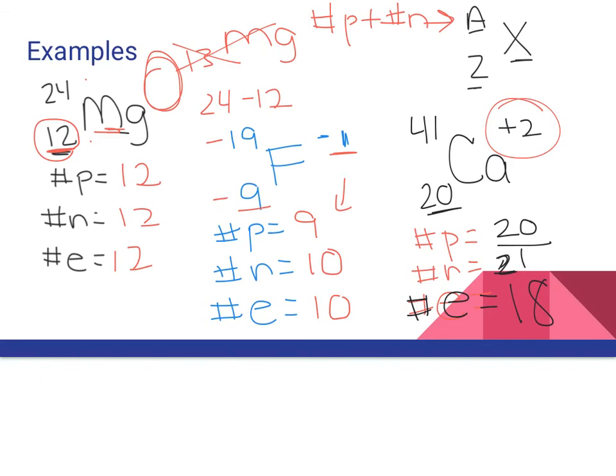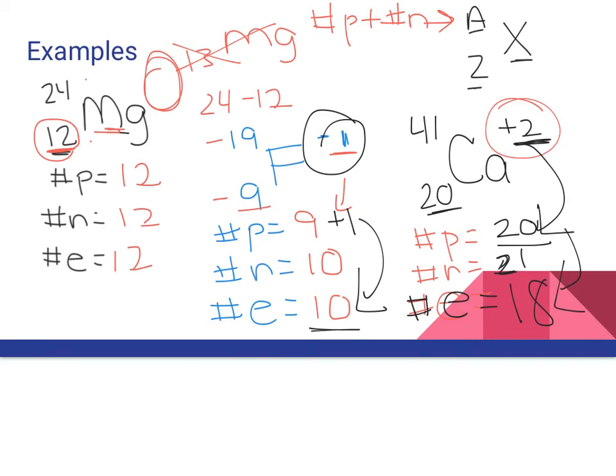And so a way to help you out when looking at a charge is to do the opposite of the charge to determine the number of electrons. For example, a -1 charge means that instead of subtracting 1, I'm going to add 1 to the number of protons in order to determine the number of electrons. A +2 charge on the calcium means instead of adding 2, I'm going to subtract 2 from the number of protons to determine the number of electrons.